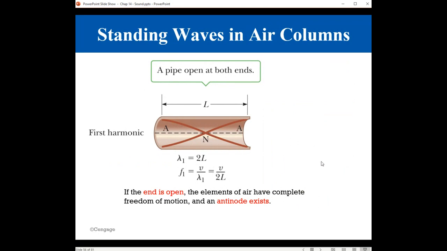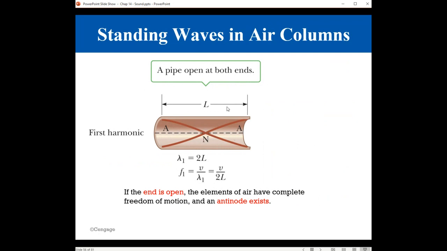Another situation of great interest is standing waves in air columns. Consider a pipe open at both ends. So here the first harmonic corresponds to this situation. This is 1/2 wavelength. This is 1/4. This is 1/4 together. 1/4 plus 1/4 is 1/2. This corresponds to 1/2 wavelength.